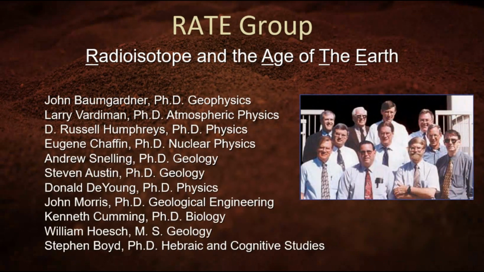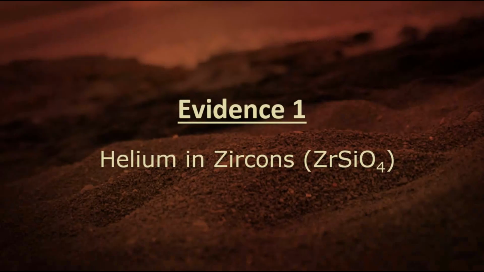So the RATE group, this is a picture of all the scientists. You've got PhD scientists in geophysics, atmospheric physics, nuclear physics, geology, engineering, and a PhD in biology. Also, Stephen Boyd, a PhD in Hebrew and cognitive studies. I'm not going to get into that, but he made a scientific case that Genesis 1 through early parts of Genesis 2 are 99.9% historical narrative. It's not poetry. So it's pretty amazing on that end alone.